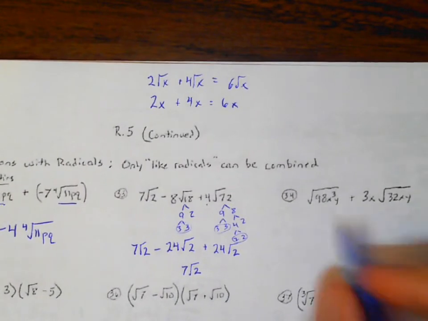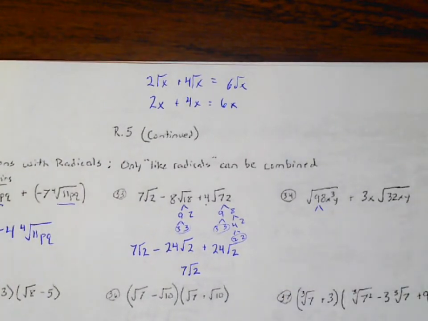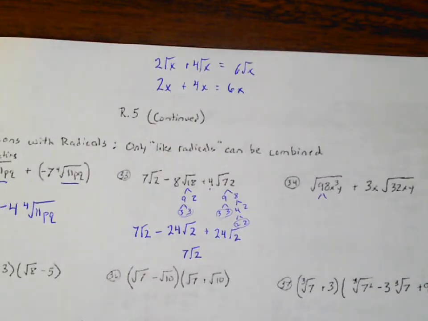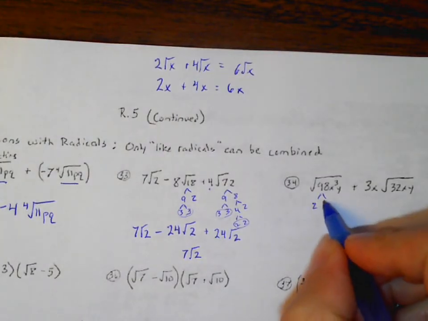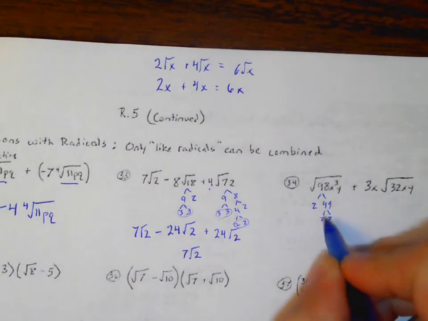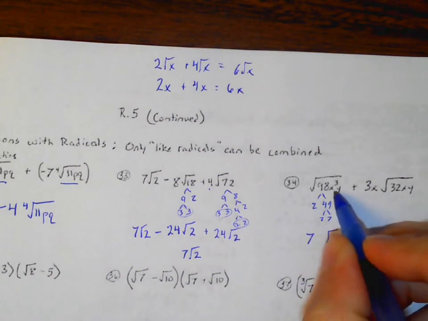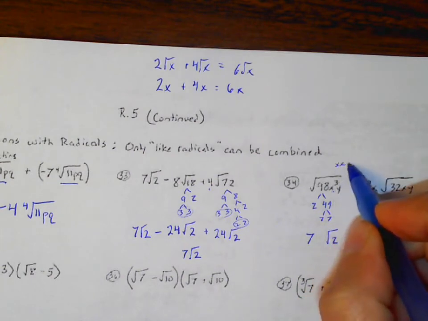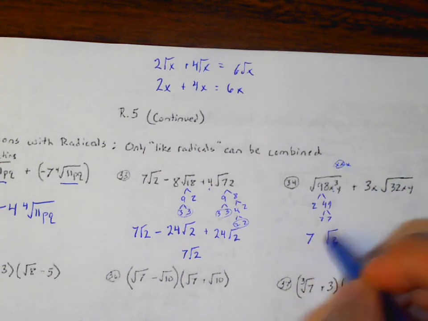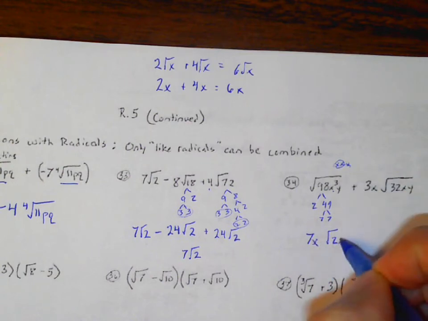Okay, these here, got to simplify. Let's see, 98 would be 2 and 49. I know 49 is 7 times 7. So this would be 7. And I know it's the square root of 2. And x to the 3rd, if I have 3 x's, square root would be 1 x out front and 1 inside.